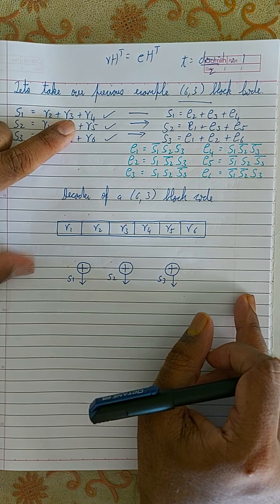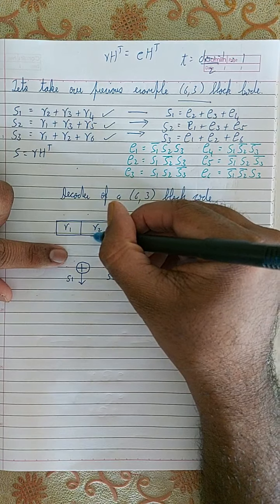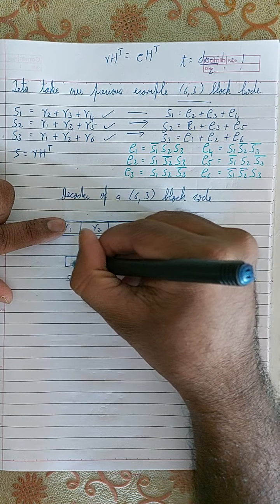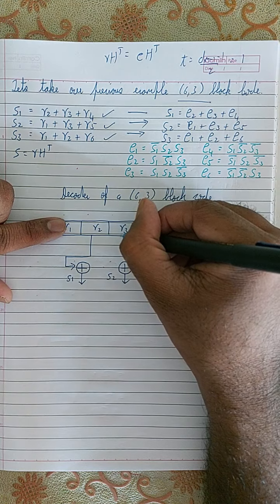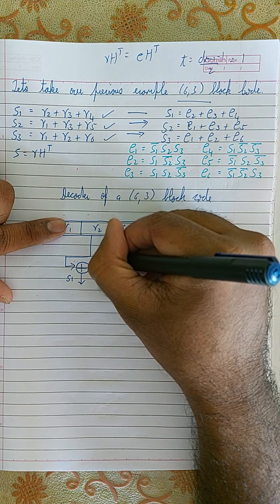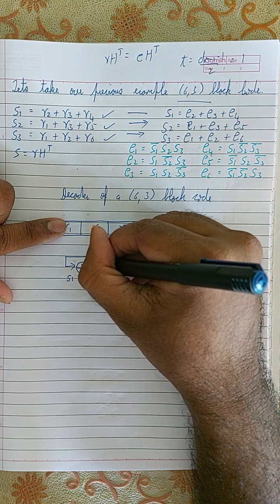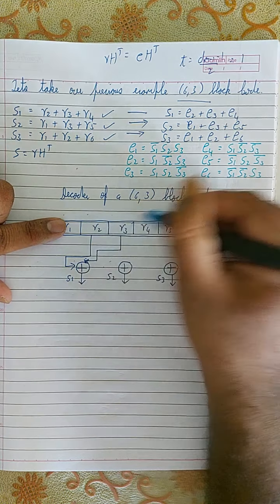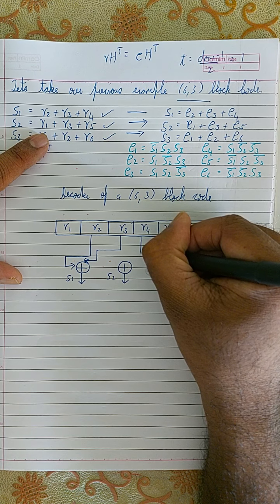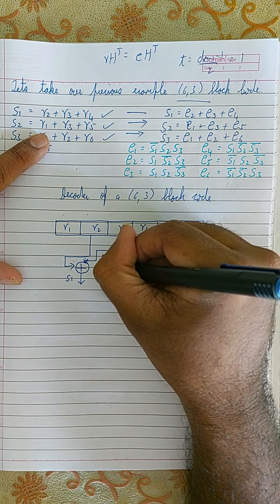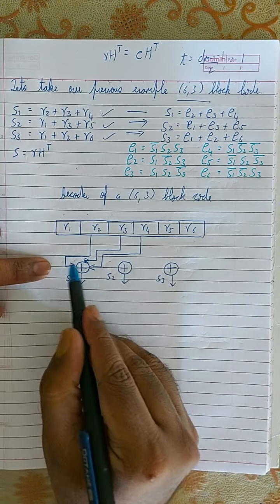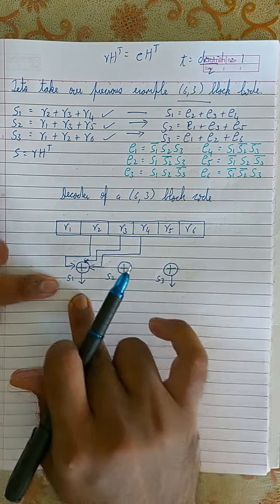Now what is the equation for S1? R2 plus R3 plus R4. Where is R2? R2 is over here, plus R3, and R4. Okay, this is it, R2 plus R3 plus R4. This is the equation for S1.